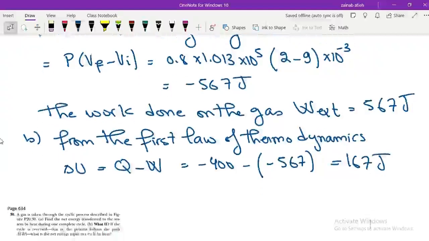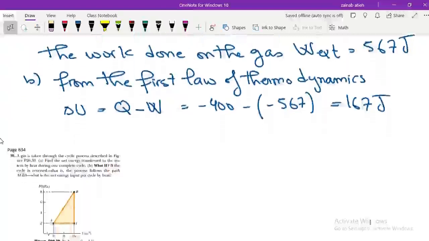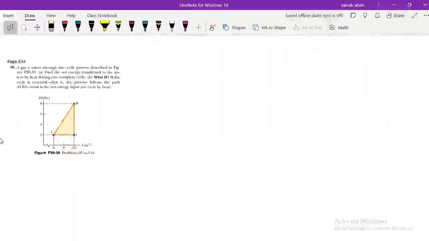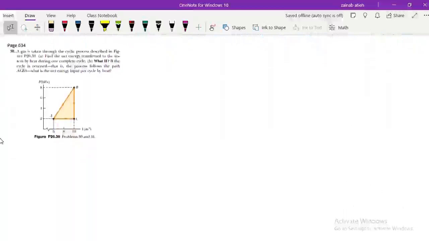Let's now do one more problem, which is problem 30, page 635. In this problem, it says a gas is taken through the cyclic process described in figure P20.30. Find the net energy transferred to the system by heat. So he's saying net energy, so energy by heat. It means we have to find Q during one complete cycle. So he's asking about Q of the cycle.